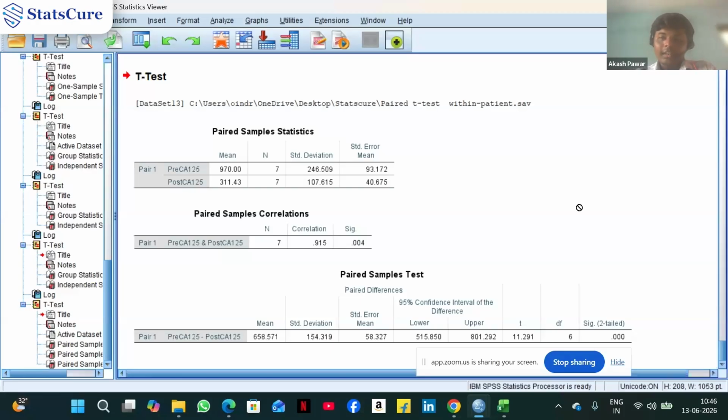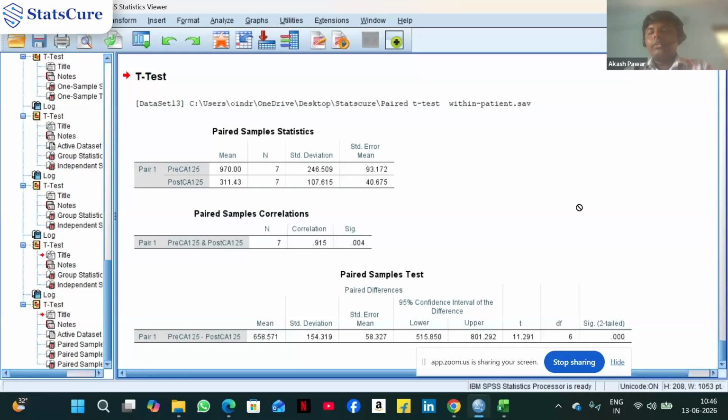Now, when you are going to summarize your results, you would directly go to the paired t-test table, where you have the differences calculated for the pre and post pair. The mean difference is 658.57. The standard deviation of the difference is 154. The standard error of the mean is 58.32. The 95% confidence interval is again given. You can see the interval does not have zero in between, so that says your data is very much significant.